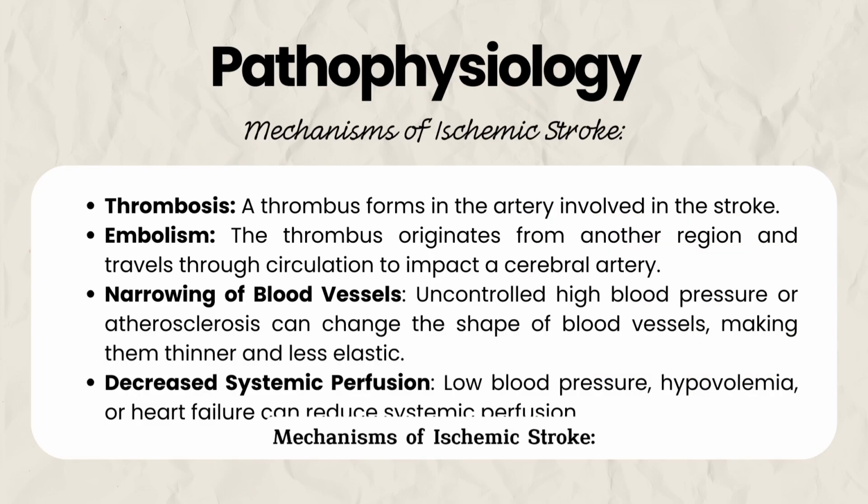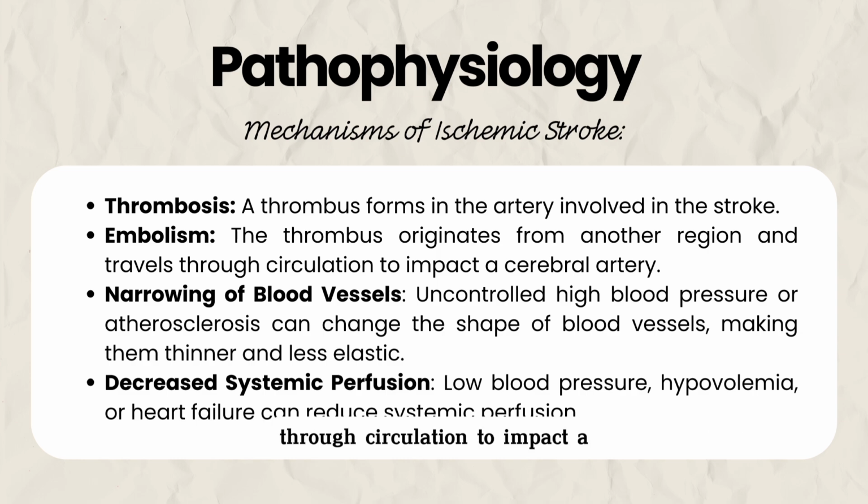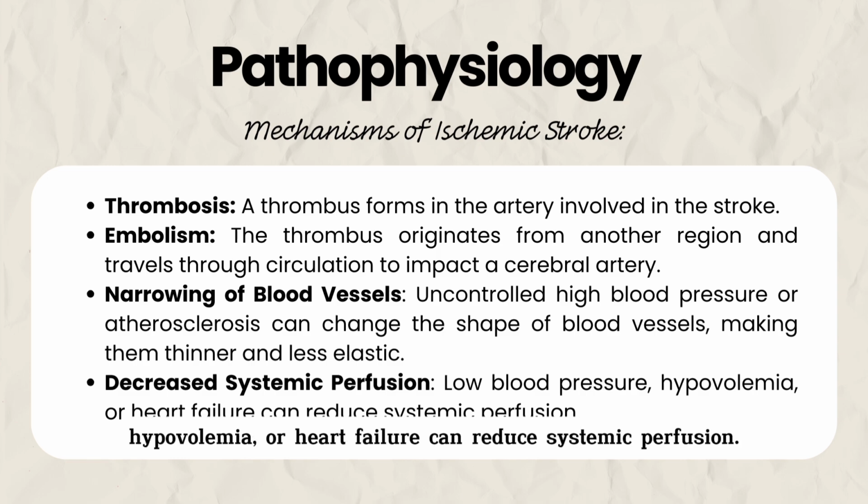Mechanisms of ischemic stroke. Thrombosis: a thrombus forms in the artery involved in the stroke. Embolism: the thrombus originates from another region and travels through circulation to impact a cerebral artery. Narrowing of blood vessels: uncontrolled high blood pressure or atherosclerosis can change the shape of blood vessels, making them thinner and less elastic. Decreased systemic perfusion: low blood pressure, hypovolemia, or heart failure can reduce systemic perfusion.